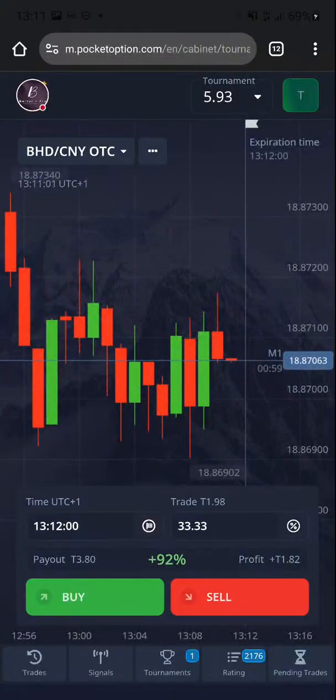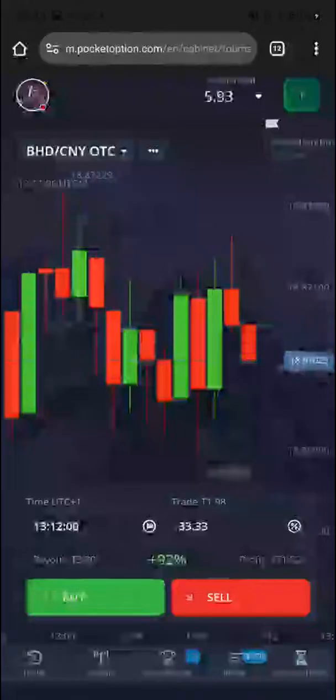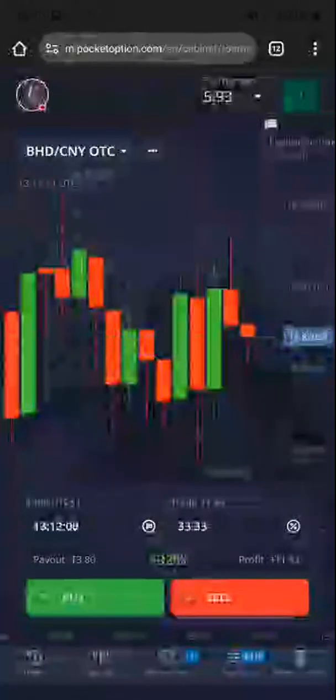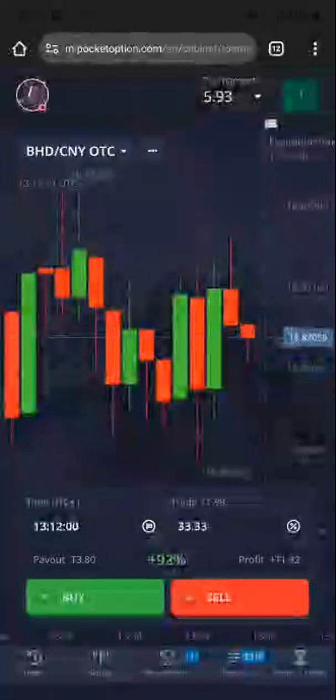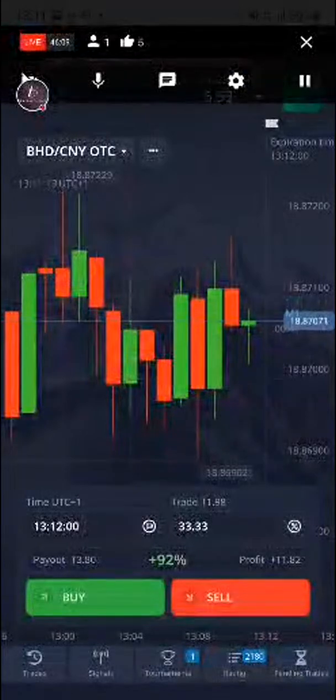We have this red green pattern here. Green pattern trade. Okay. Give me a minute, guys. I'll be back.